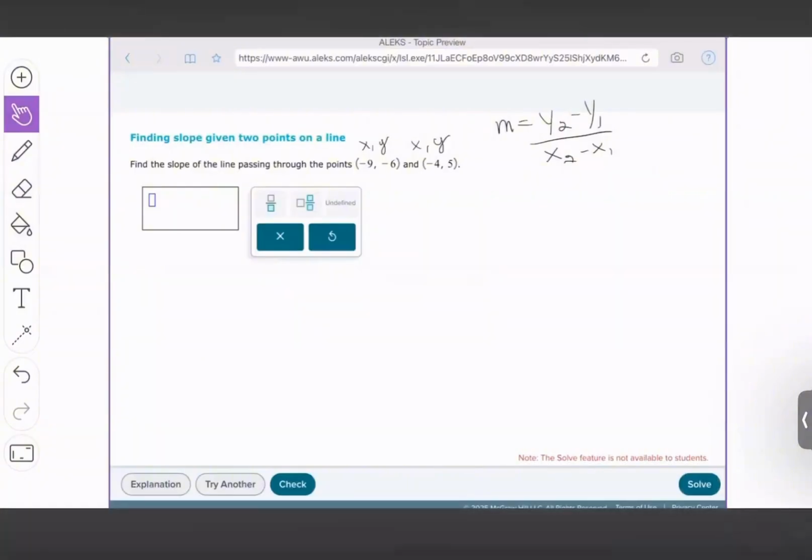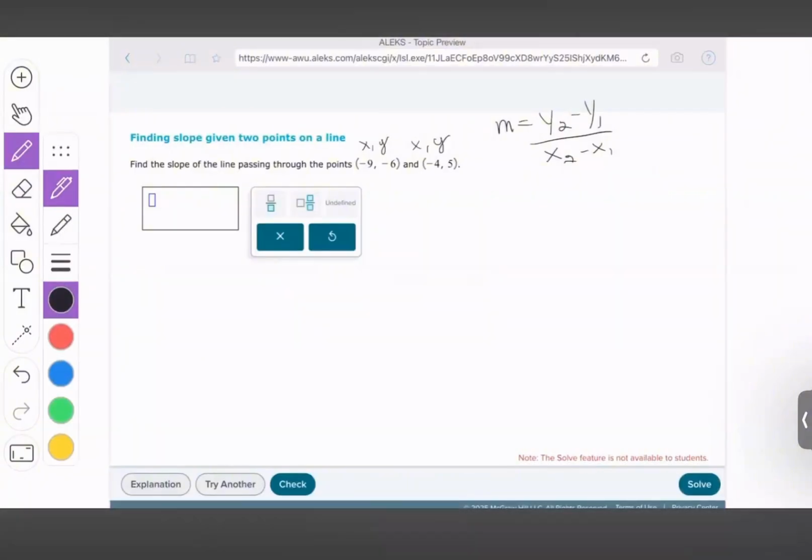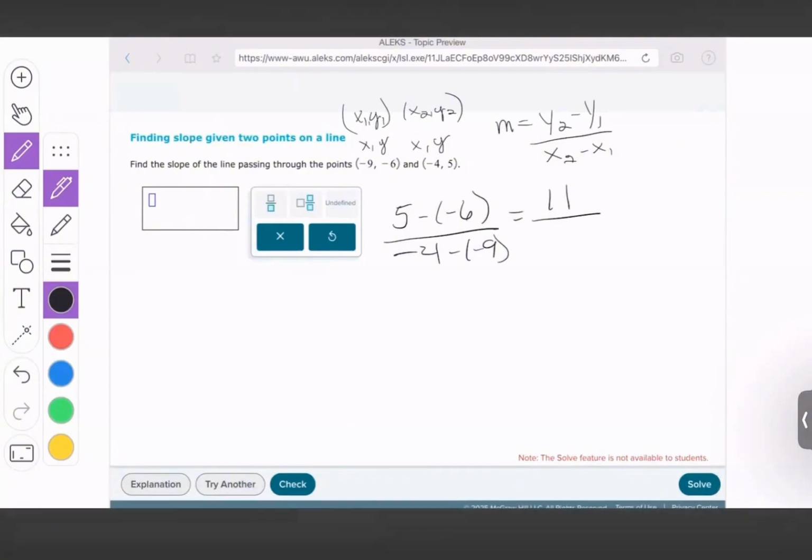And again, I'm going to do the same thing since my labels remain the same. You can also write x1, y1. Sorry, put the comma there. And then x2, y2, if it helps. That's the way I learned it. So 5 minus a -6 over -4 minus a -9. And I end up with 11 over 4 plus 9. No, sorry, -4 plus 9 is going to give me a +5. So my slope is 11 over 5.